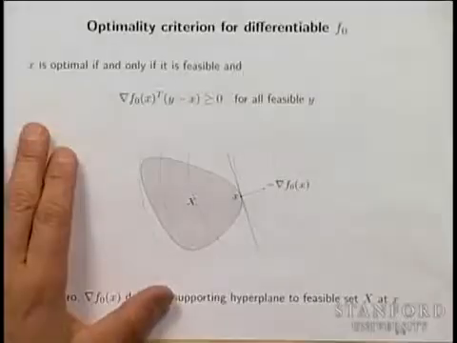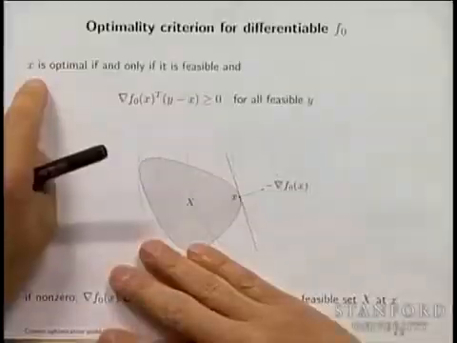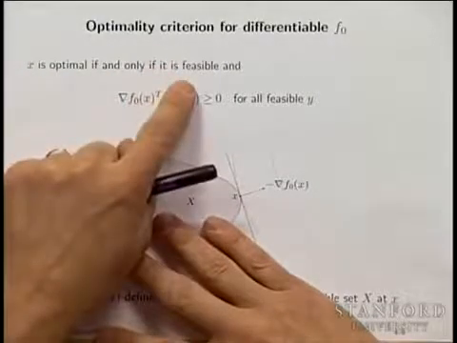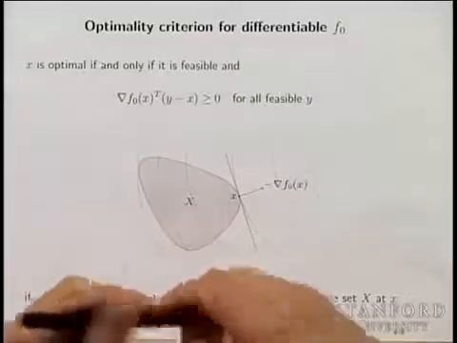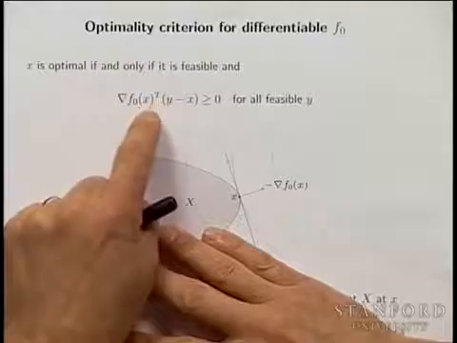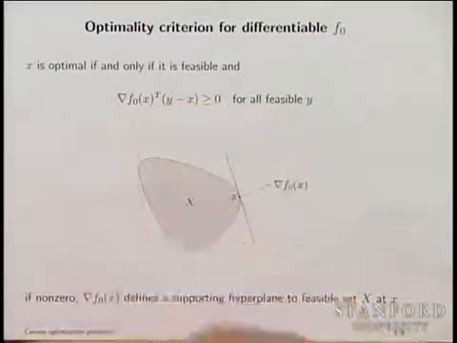Let's look at an optimality criterion. Again, it looks very simple. It's very geometric, and it's going to generalize what you've seen before, this idea of the gradient vanishing being the condition for optimality. So here it is. A point x is optimal, for a convex optimization problem, if and only if it's feasible and the following is true: the gradient of the objective evaluated at the point x, transpose, times y minus x is bigger than or equal to 0 for all feasible y.